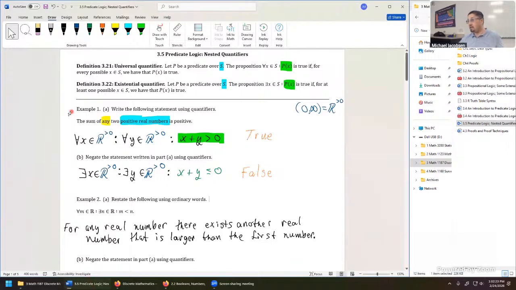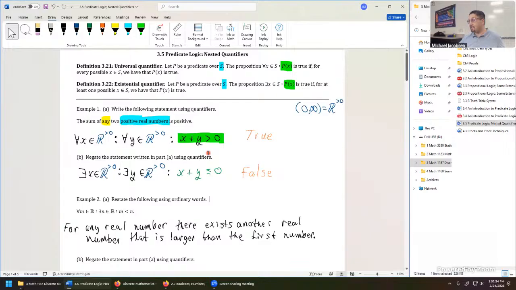For example, on our first problem that we took a look into, we were just looking into a natural statement that we all know to be true. The sum of any two positive real numbers is positive. We quantified this by saying, because there's two numbers, any, we wrote for all x in the set of non-negative real numbers. Then we had to quantify a second number, for all y in the set of non-negative real numbers, the sum x plus y is positive. So that was our statement.